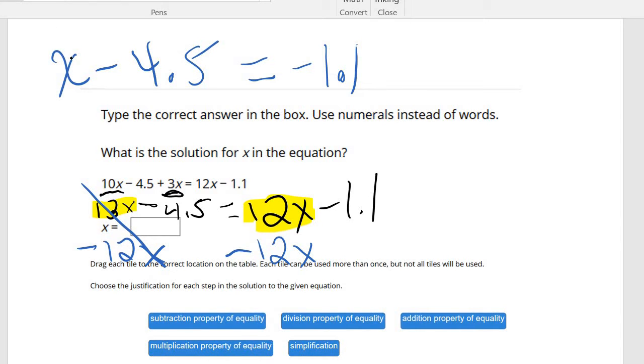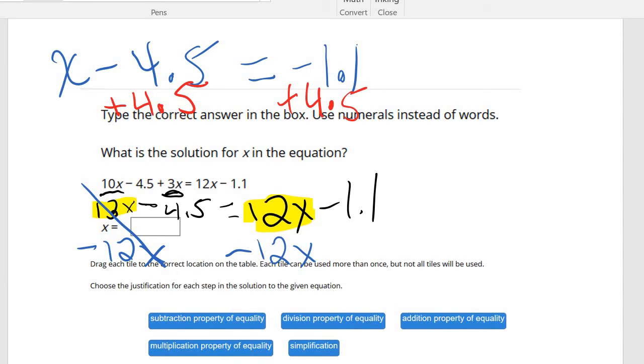Now that we have x on one side, we want to get it by itself. So I'm going to do the additive inverse for this negative 4.5. Why? Because it's attached to this x. So the opposite of negative 4.5 is plus 4.5. And you're going to add 4.5 on both sides. So 4.5 plus negative 1.1.